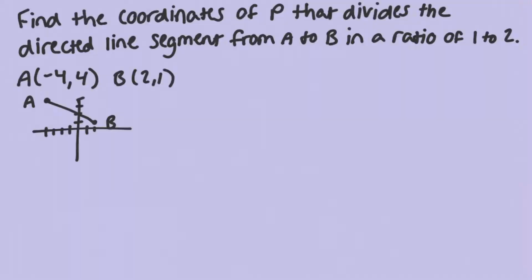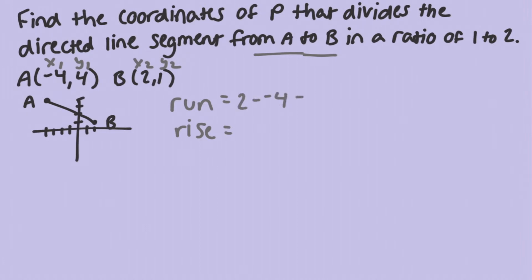The next one's a little bit harder, but the same idea. Find the coordinates of P that divide the directed line segment from A to B in a ratio of 1 to 2. So we have 2 coordinates. We're going to do the same thing. Let's find the run and the rise. It's going from A to B, so we have to make sure this is x1 and y1, x2 and y2. So for the run horizontally, 2 minus negative 4 is 6, or you could have counted. We're going right 6. And the rise, we get negative 3, so it's going down 3.